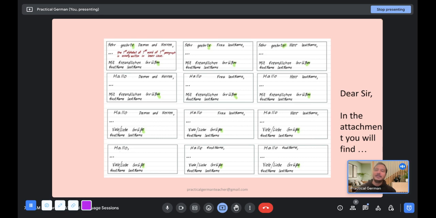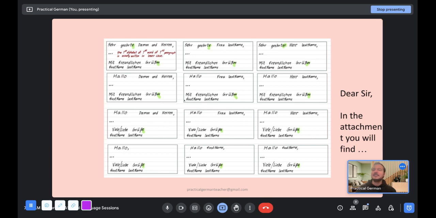Let's say you are writing an email to a friend, or if I'm writing to my boss, I will just say hello and write the first name of my boss, and that's it. If I'm writing to some lady in the HR department, I will just write hello and her first name. Okay, viele liebe Grüße. And actually, I don't have to write my last name as well, because we know each other's first name.